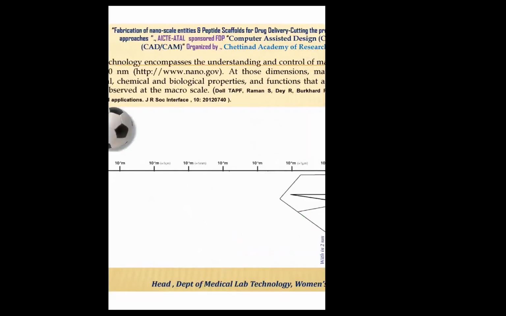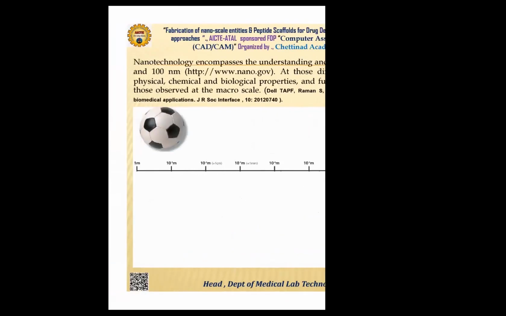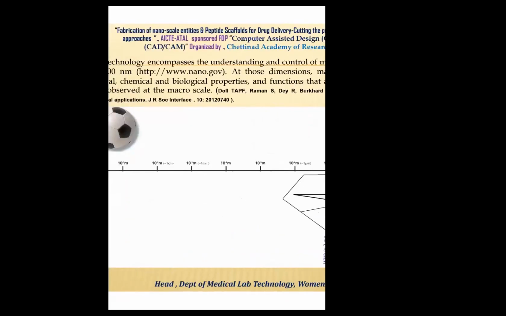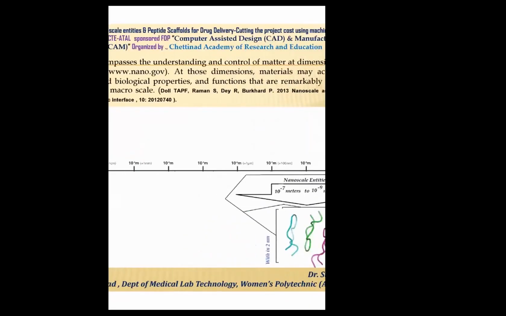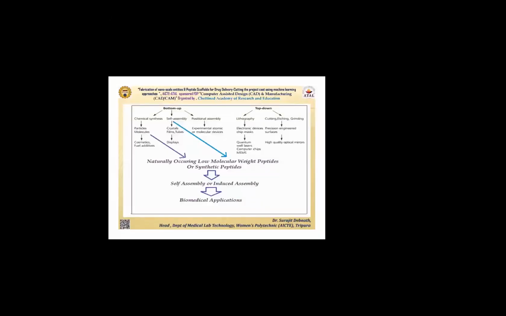The rest of the other things are quite well known to all. At those dimensions, materials may acquire unusual physical, chemical, and biological properties and functions that are remarkably different from those observed at the macro level. This is a known fact, and we are harnessing nanotechnology in a great way because of this. Now, this is a standard protocol. How do we establish the nano entity, or the entity within the nano range?